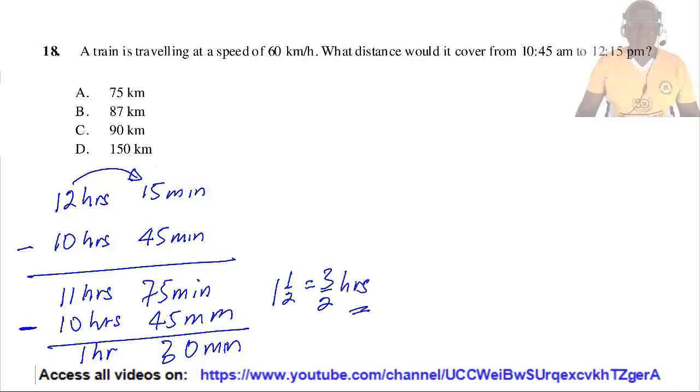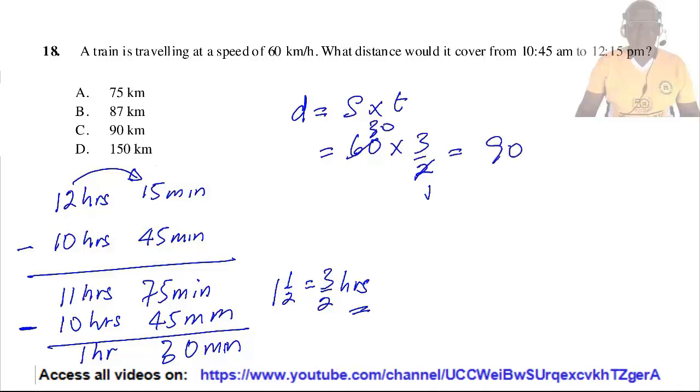Now, we know that the distance covered is going to be equal to the speed times the time. The speed is 60 kilometers per hour, and the time is 3/2 hours. So, 2 goes here, 1, 2 goes here, 30, giving 90 kilometers. So the answer is C.